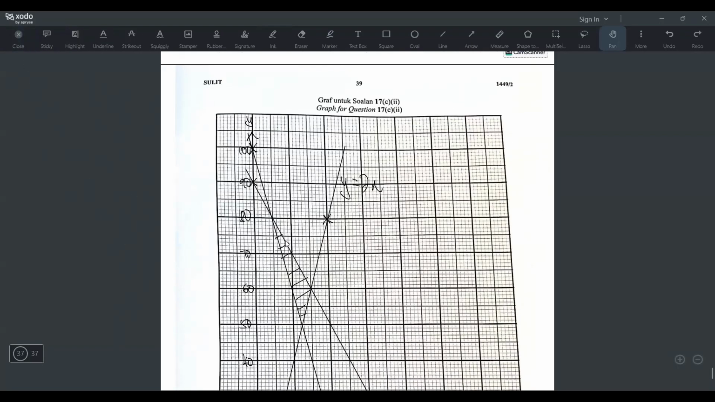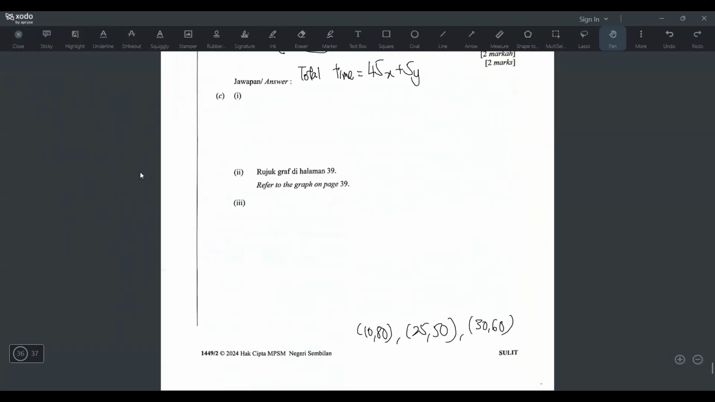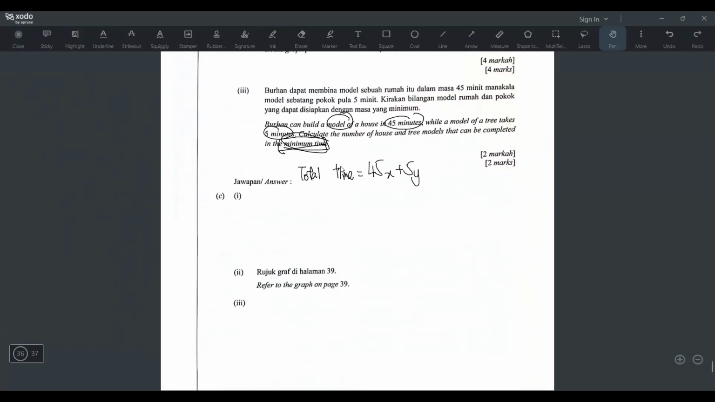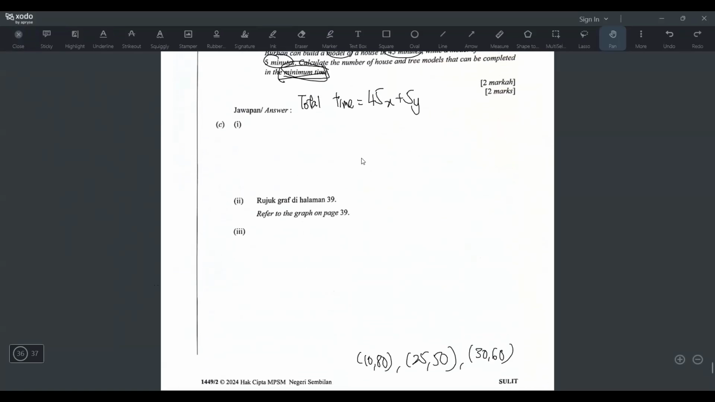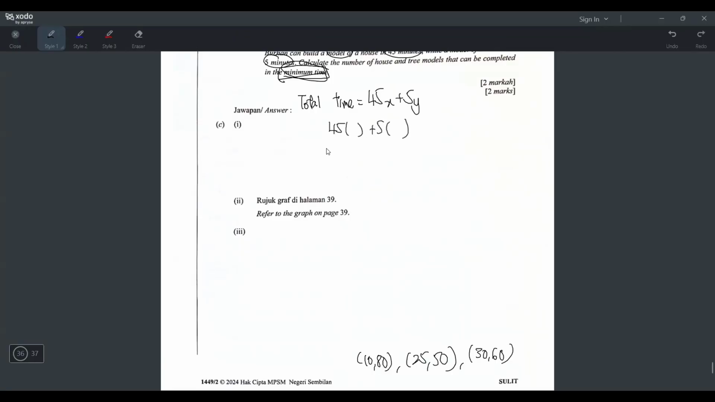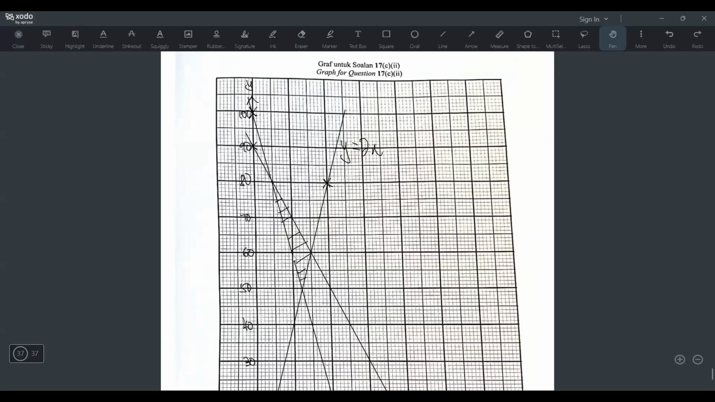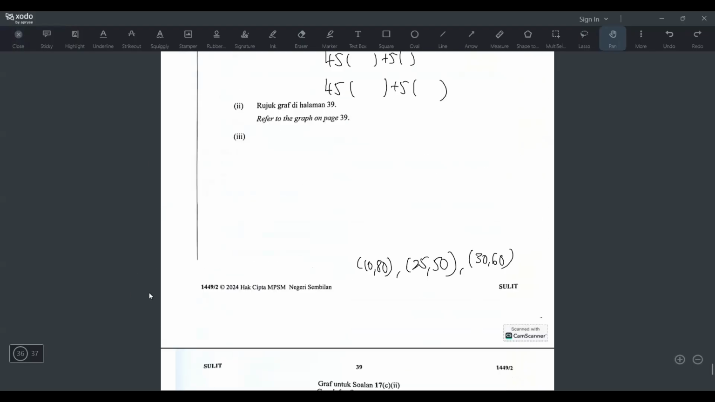Okay, maybe you will ask me, hey, sir, why you write out all the vertices' coordinates? It's because I told you already, the answer will be at one of the vertices. But I write down all 3 vertices because I want to sub inside this equation and see which one gives me the minimum time. Okay, and I have to sub 3 times because got 3 coordinates. So the answer will always be at the vertices.